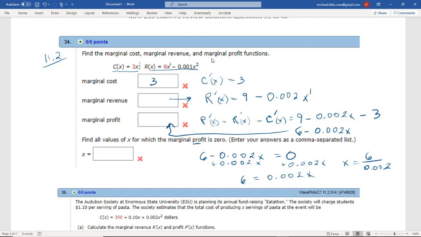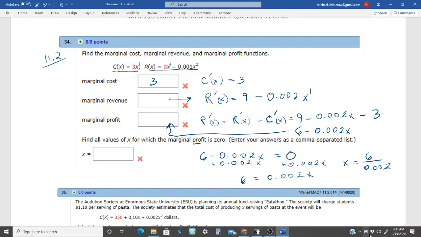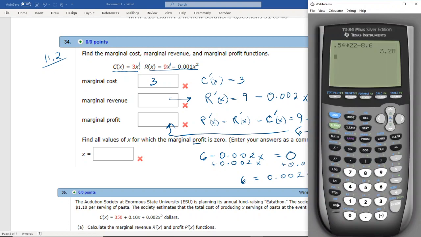That's going to be 3, and that's at 300 or 3,000. I think it's 300, but let me just be absolutely sure. 6 divided by 0.0, maybe that's going to be thousands, right? 3,000. That's why I always do this. Too many zeros on top of doing too many problems.